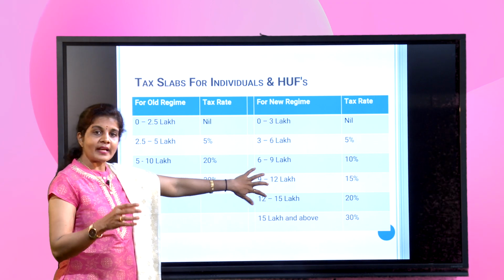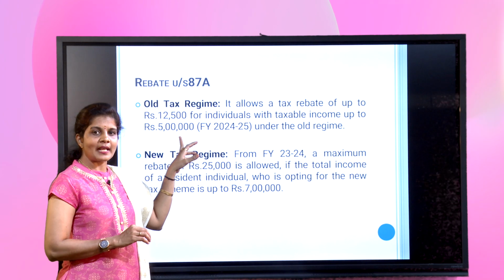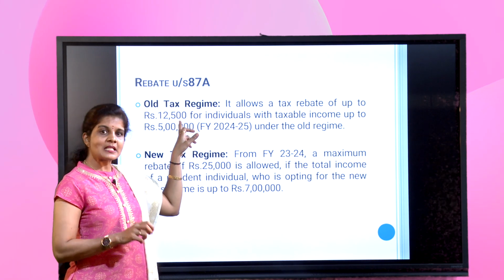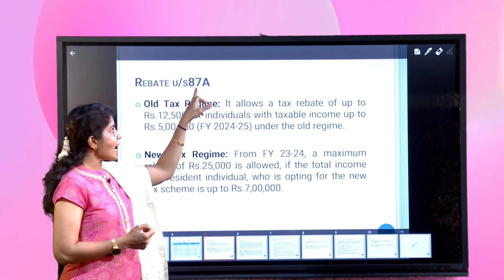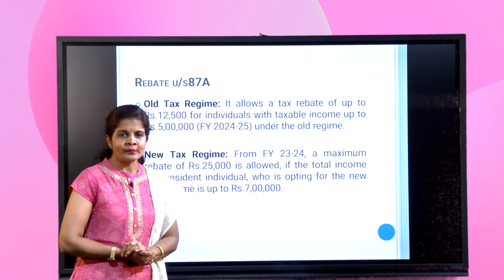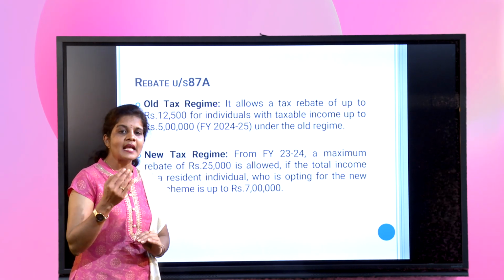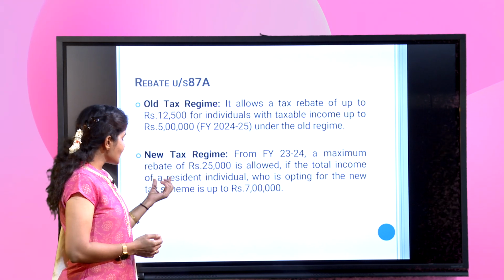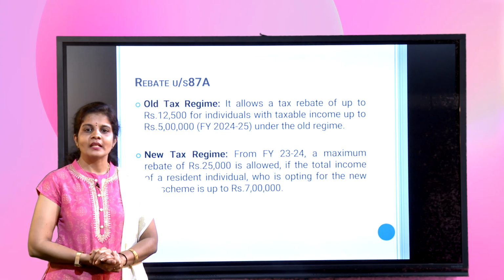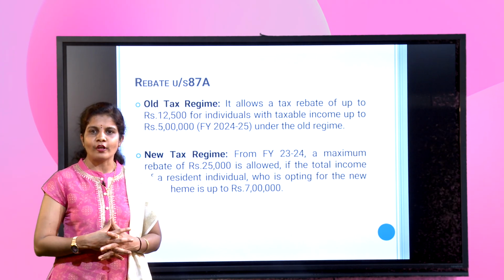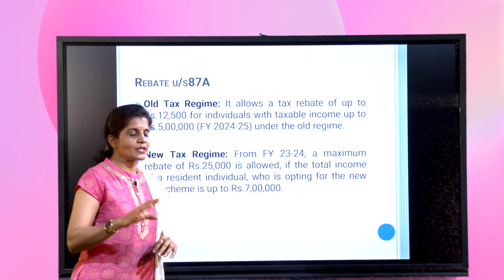Whereas if their taxable income is only up to 5 lakh rupees, they will get the rebate, meaning a deduction. They can claim a deduction of 12,500 under section 87A. This was the benefit available under the old tax regime for those who have less income. Whereas the new tax regime, as I said in the beginning itself, is mainly beneficial for people with very little income as well as those who do not have investments and savings.